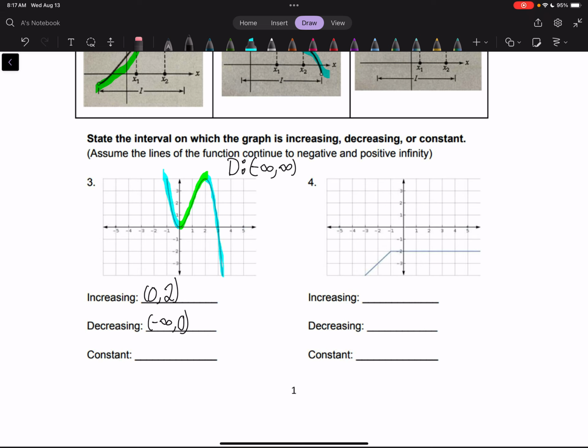There is never square brackets on intervals of increasing and decreasing because a single point is not doing increasing or decreasing. A point is one part of this line. Constant, it's not applicable, it does not exist.